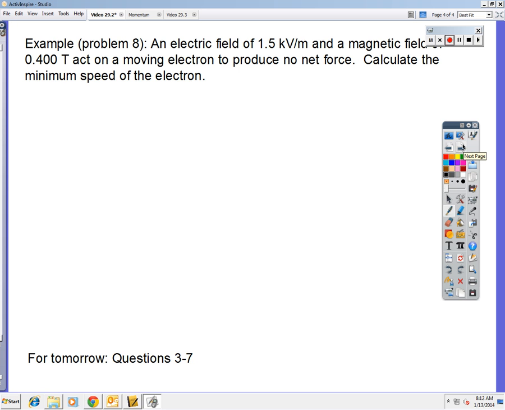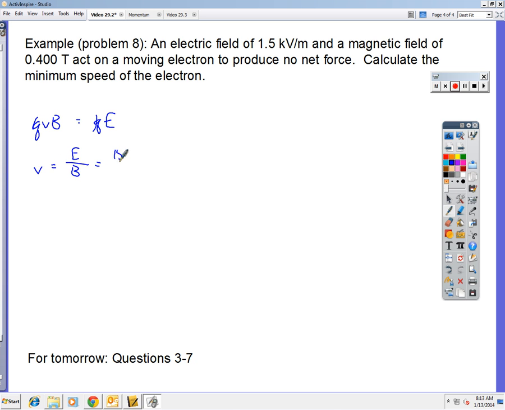So let's look at an example. This is problem 8 from your textbook. You've got an electric field of 1.5 kilovolts per meter, meaning 1500 newtons per coulomb, and a magnetic field of 0.4 Tesla acting on a moving electron to produce no net force. Calculate the minimum speed of the electron. Now the first thing we'll say is that QVB equals QE, cross out Q, V equals E over B. Plug in numbers, and you get 3,750 meters per second. That was really, really easy.